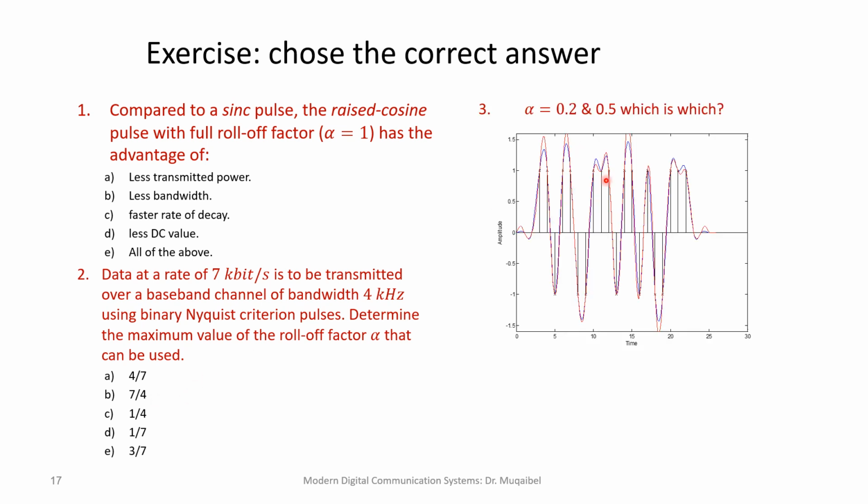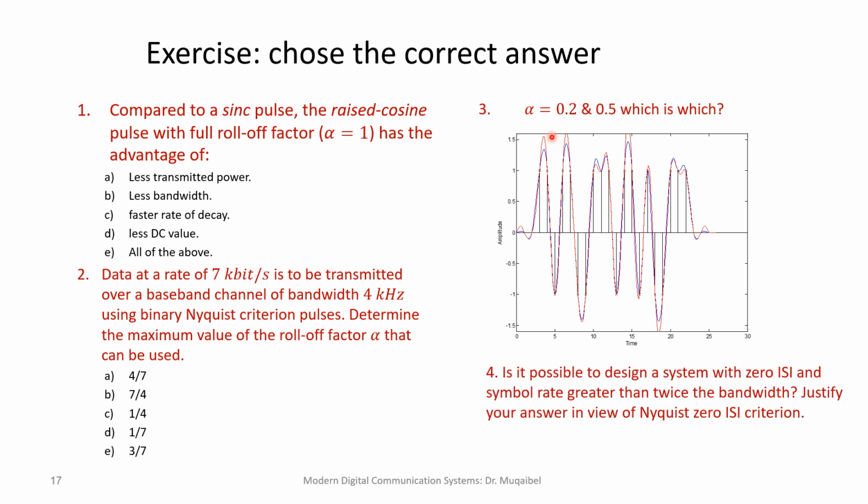Question 2. Now, we have two waveforms. One is blue and one is red. One was drawn with alpha equal to 0.2, the rolloff factor, and one was drawn with a higher rolloff factor of 0.5. The question is which is which? You can zoom in and think about it. Which one of these two is alpha equal to 0.2 and which one is alpha equal to 0.5? You can relate to the color.